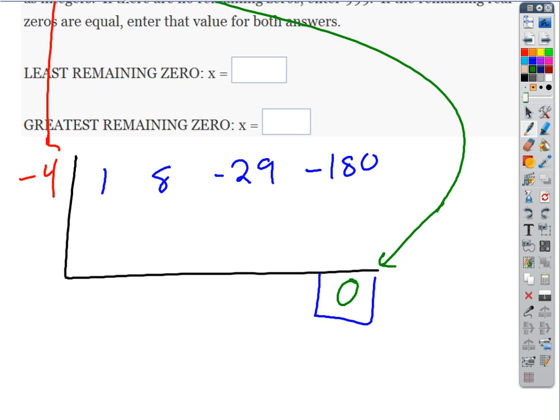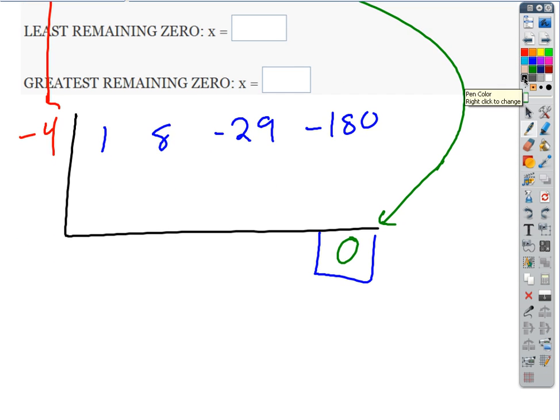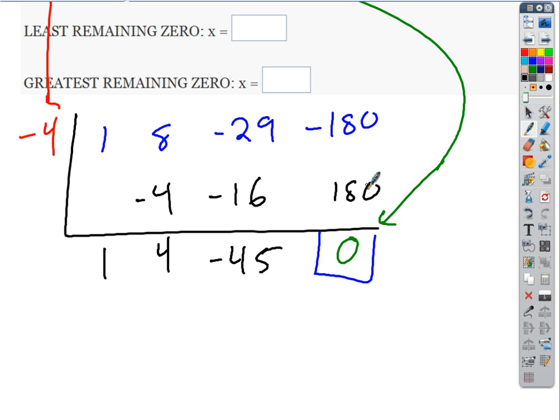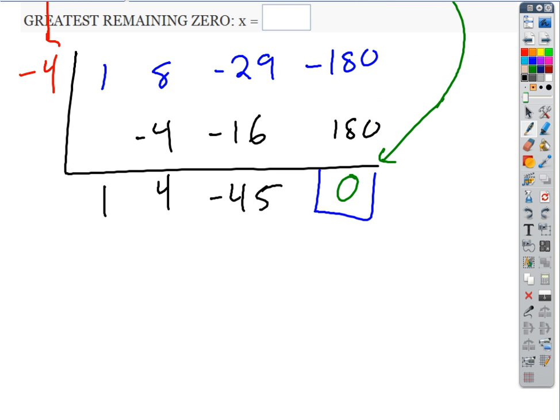Okay, so if I run this through, bring the 1 down, right? 1 times -4 is -4 plus 8. 4 times -4 is -16. That's getting big. What is that? 45? Times -4 is positive 180. What do you know? Okay, it worked. Had to. So more importantly, what did this tell us?